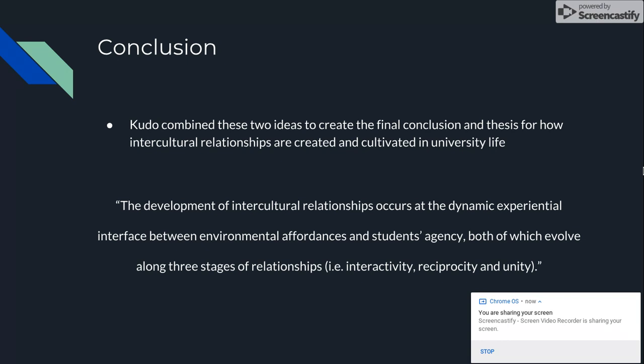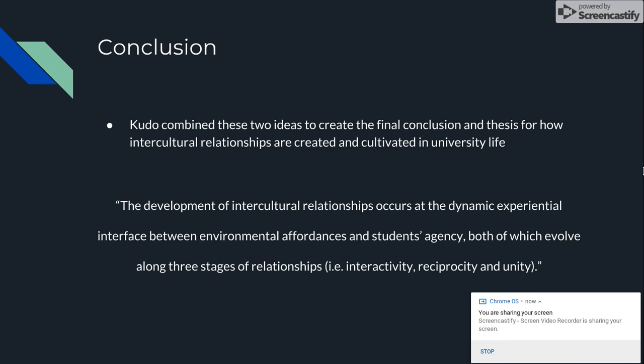And he stated the development of intercultural relationships occurs at the dynamic experiential interface between environmental affordances and students' agency, both of which evolve along 3 stages of relationships. So, in a little better English, the environment, having all the different cultures come together on university campuses, makes students change what they believe and accept this new culture.